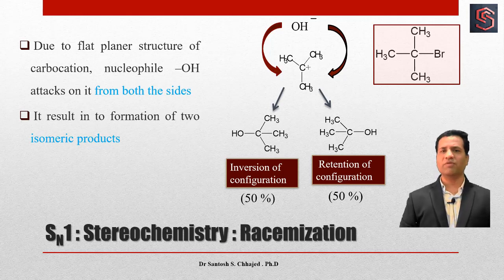In the other isomer, where we are saying that the configuration has become inverted, you can see that OH has taken a position opposite to that of the bromide ion which was there earlier. The position of the 3 methyl groups is opposite to the orientation of the methyl groups in tertiary butyl bromide, that is the substrate. And that's how inversion and retention of configuration become clear when we compare the structure of the product, that is alcohol, with the structure of the substrate, that is alkyl halide.